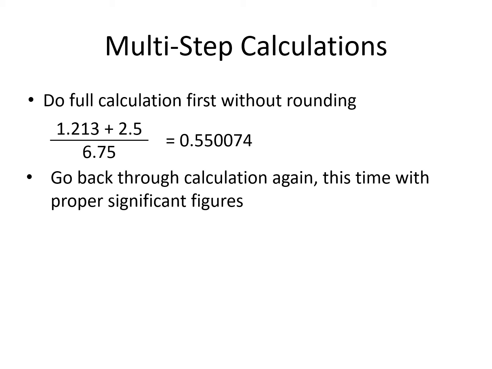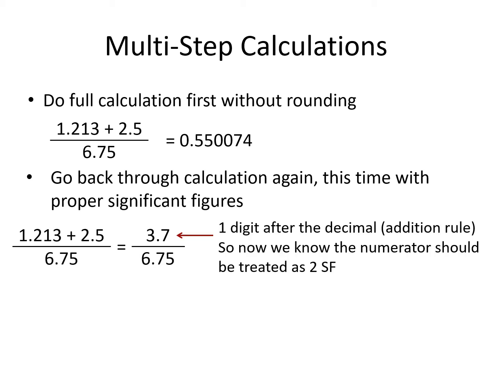The first step in this problem is an addition, which gets rounded based on digits after the decimal. Our second number, 2.5, has one digit after the decimal. Therefore, we round the answer in our numerator to one digit after the decimal, making it 3.7. Once we have rounded based on our addition rule, we determine the number of significant figures in that answer, so that when we do the division, we can have proper significant figures.